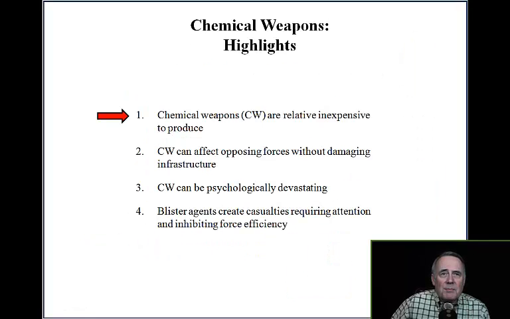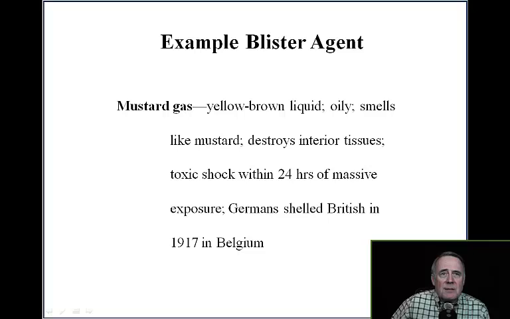Highlights of chemical weapons. Chemical weapons are relatively inexpensive to produce. Chemical weapons can affect opposing forces without damaging infrastructure. Chemical weapons can be psychologically devastating, and blister agents create casualties requiring attention and inhibiting force efficiency. In the next slides, I'll give examples of specific chemical agents.